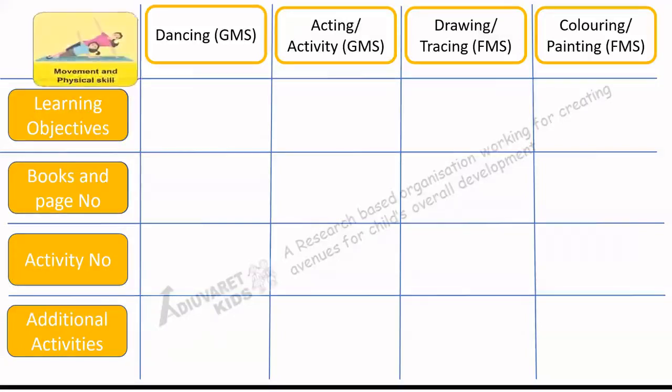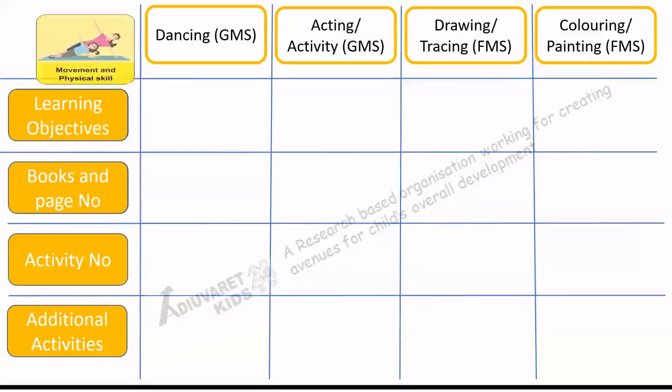Again, when we are doing all these activities, we have to link them to our learning objective, which are the book page number and what are the activities. Those things will also be attached and linked to this, so that it becomes very easy for the teachers to follow them. And additional activities have to be also defined.